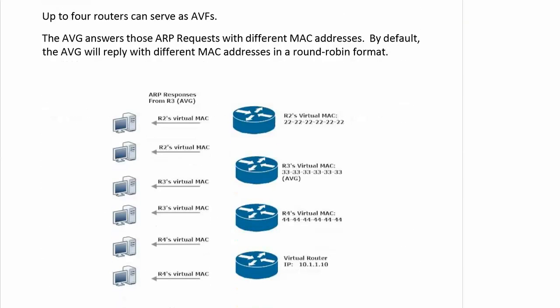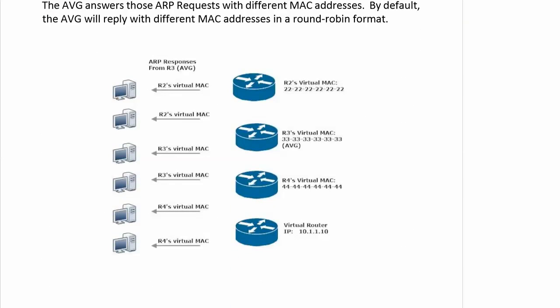Now, what's going to happen at this point is the AVG is going to answer the ARP request. It's taken that workload on its own. But what it does, it answers them with different MAC addresses. And by default, the AVG will reply with different MAC addresses in a round-robin format. So it's going to send router 2's virtual MAC out, and then it's going to send its own, and then it would send router 4's. And you can see the responses that are coming from the AVG in this point. A couple of hosts are getting R2's virtual MAC address, a couple of them are getting R3's virtual MAC address, and a couple of them are getting R4's virtual MAC address. Now, that by itself, just left at the default, is far superior to what we could do with HSRP.